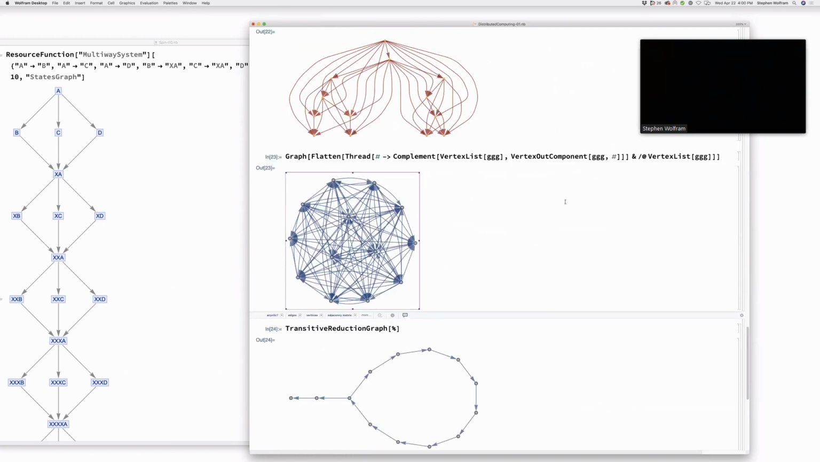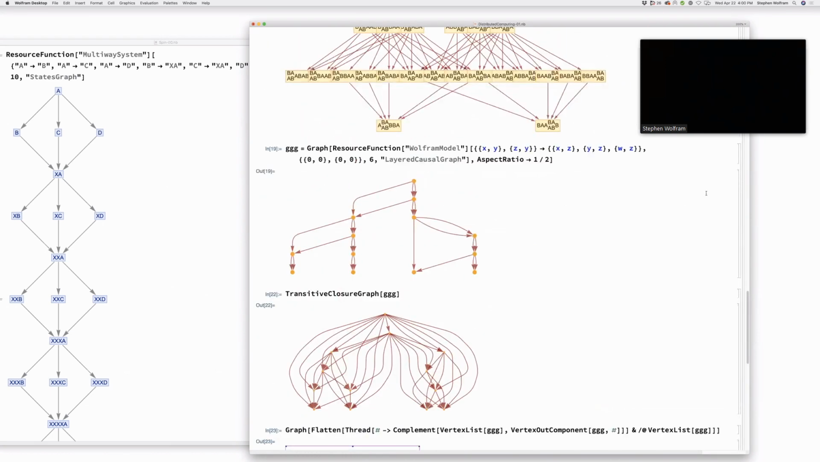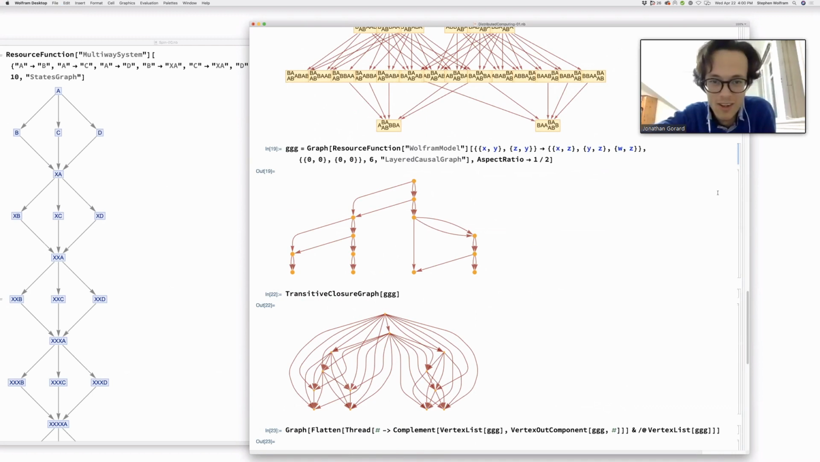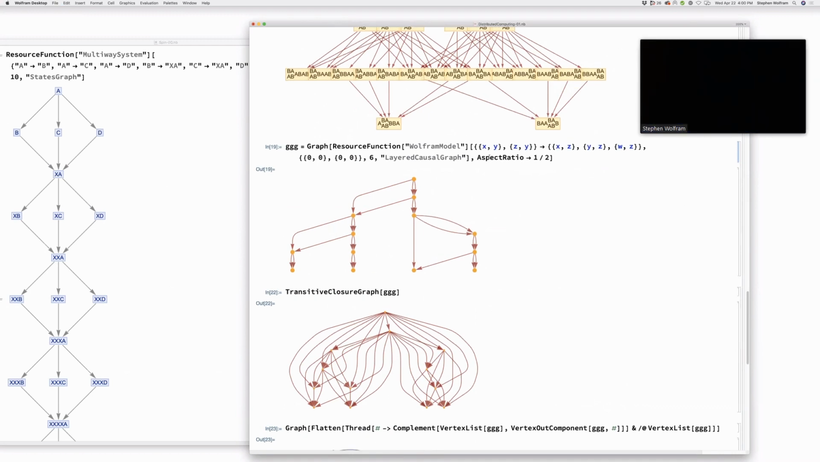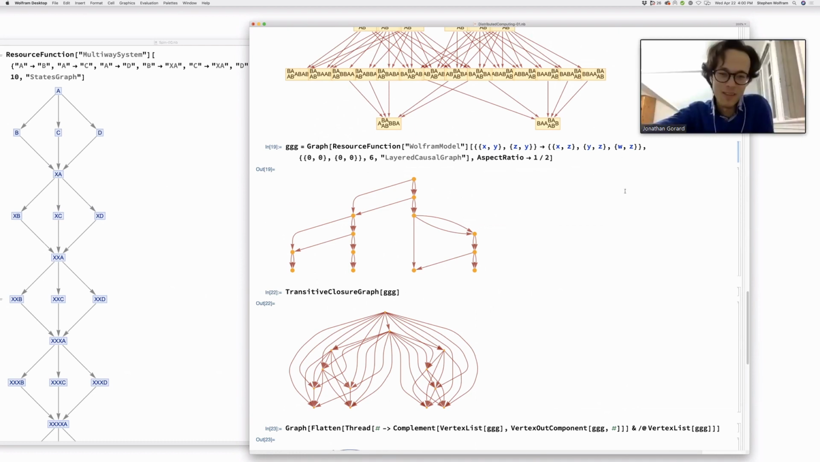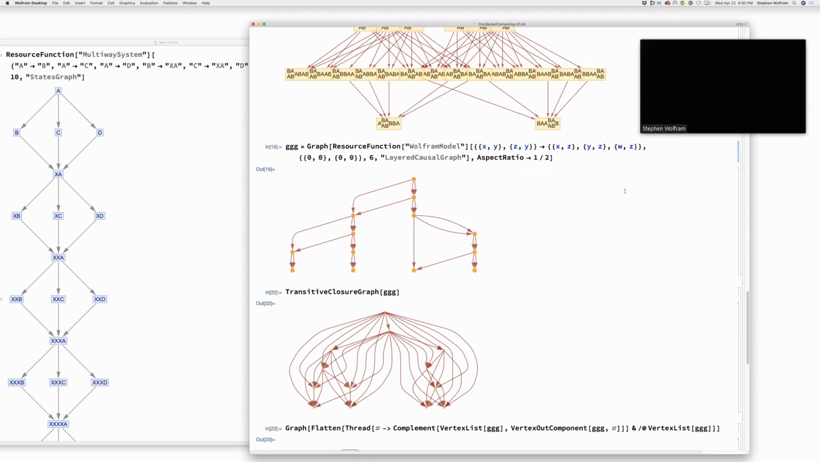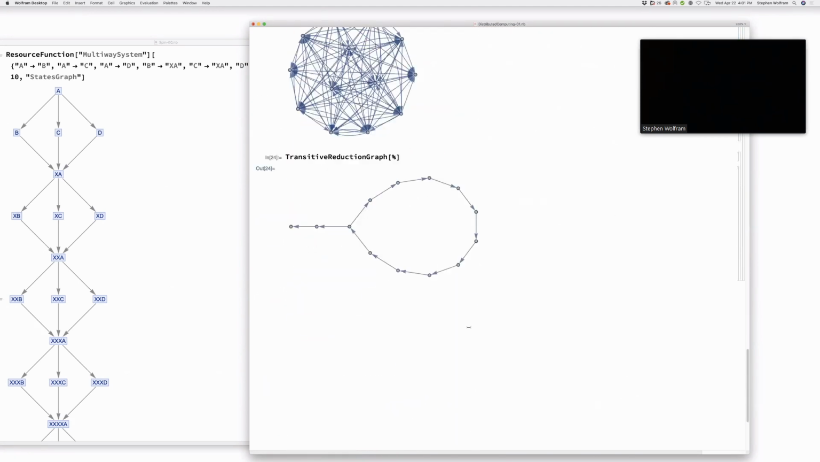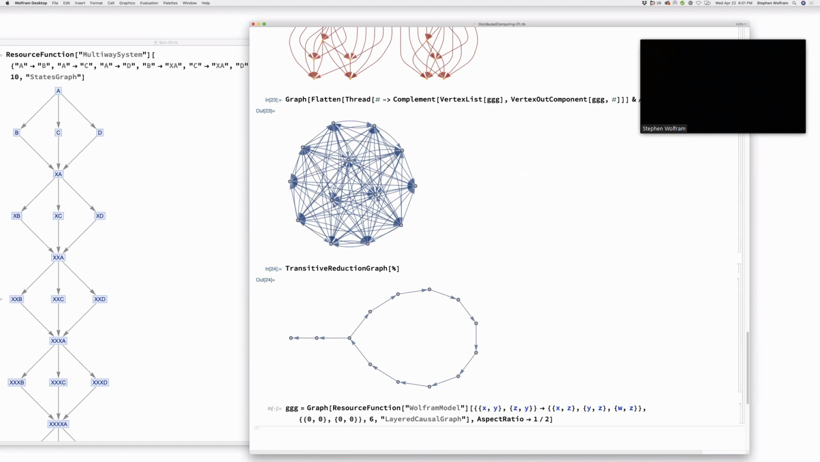Let's try a bigger case. Oh, no, wait, sorry, that wasn't the sorting rule. This is a real rule that is causal invariant. Okay, I have no idea what it means. Should we try it for the sorting rule? Well, let's try it for this rule for a slightly bigger case. Let's try this, and then let's make the transitive reduction graph of that.